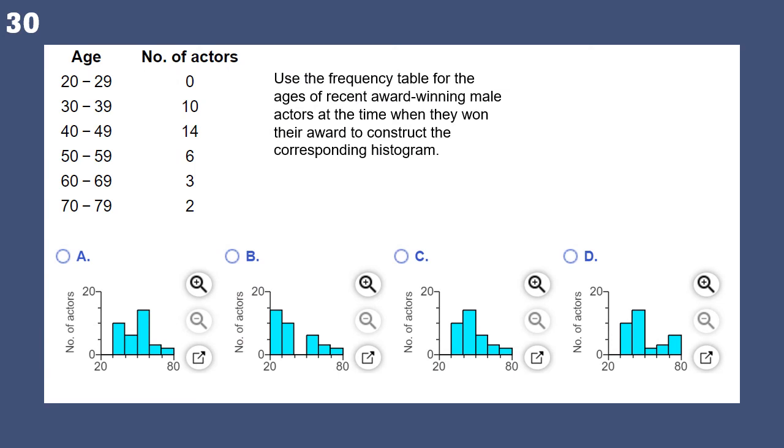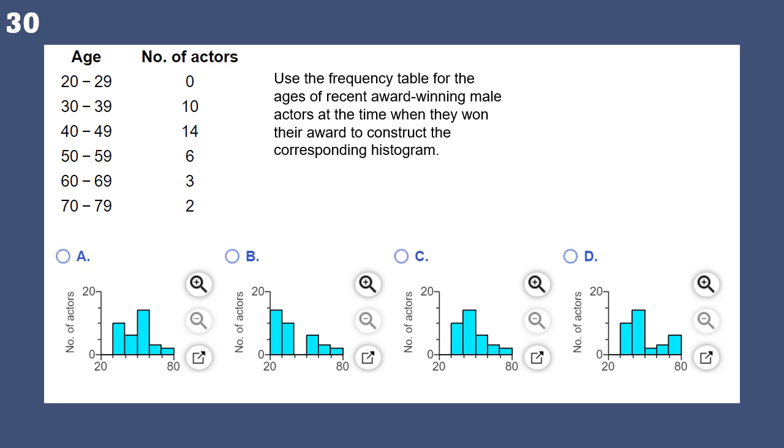Using this frequency table on the left, I want to look at which histogram is the best fit for this. Histograms are kind of like bar charts, except they represent data that is quantitative on the bottom. In other words, they're numbers, and they're numbers that have breaking points. So each one of these represents a bucket that we're going to fill up.